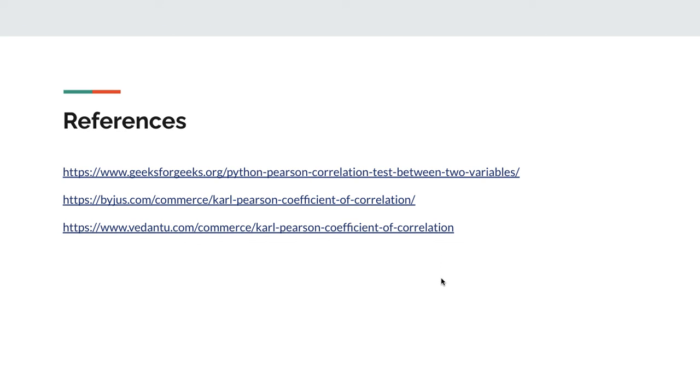These are the references that we used for understanding the theory behind Karl's coefficient and implementing the algorithm, as well as writing down the Python code for the calculation. Hope you understood what Karl's coefficient is.